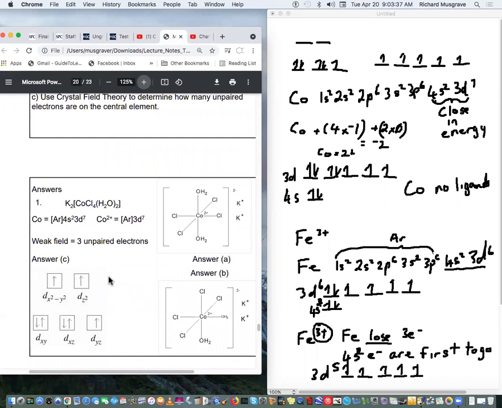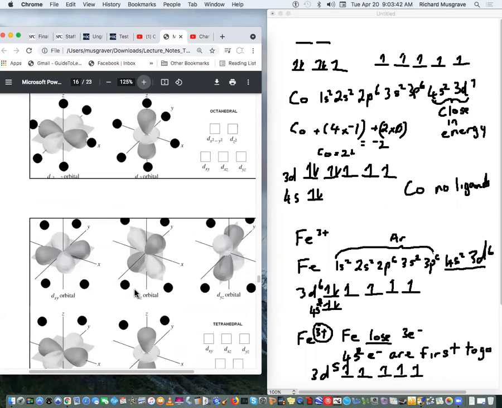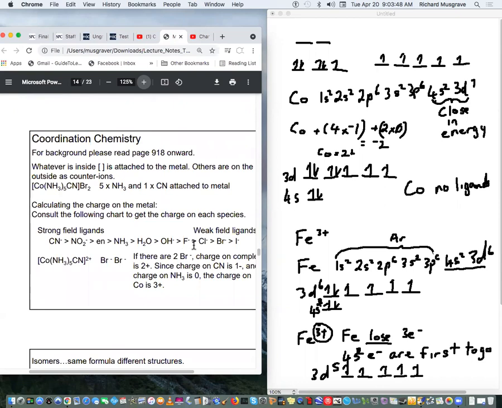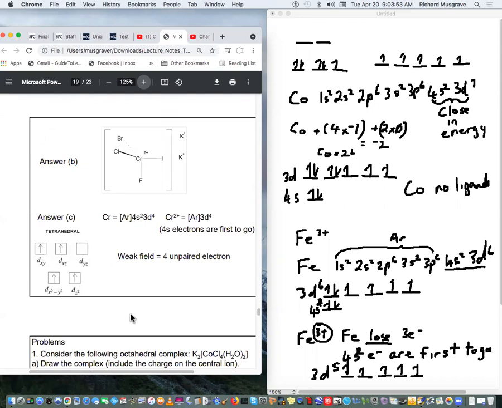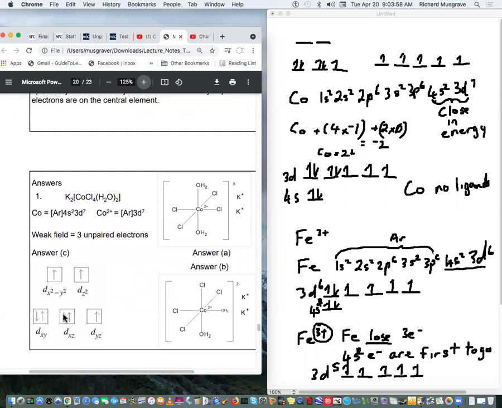Now it's weak field because it's all Cl and waters. Here's the list there. You can see the Cl and the H2O, they're all on the weak field side. So the electrons go like this, 1, 2, 3, 4, 5, and then the other 2 electrons to make up the 7 go in the bottom. That means there's 3 unpaired electrons in the weak field.